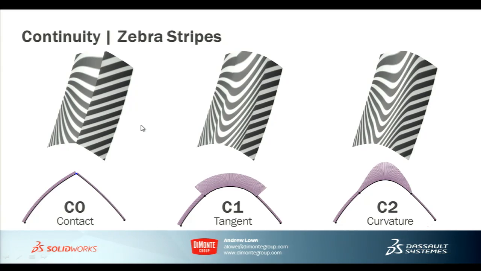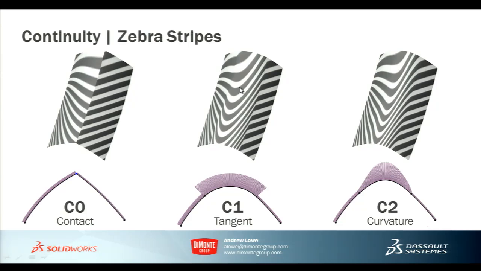To answer your question of what zebra stripes are, imagine if your part was a perfect mirror finish and you put it in a pitch black room that had a series of fluorescent tubes all the way along its surface. And you could move the part and see how the light reflected off the part. In the second example, C1, or tangency, here this is an example of a standard fillet.